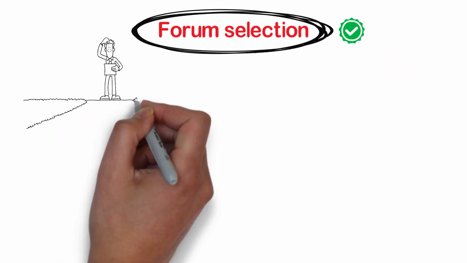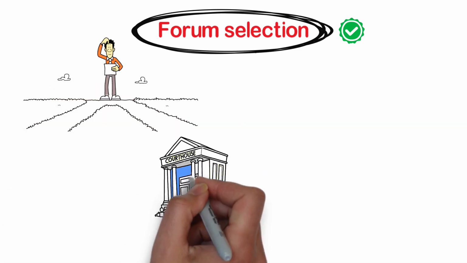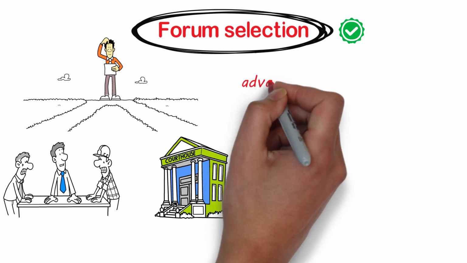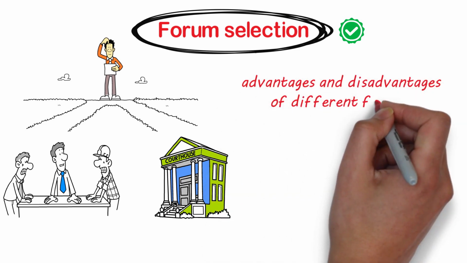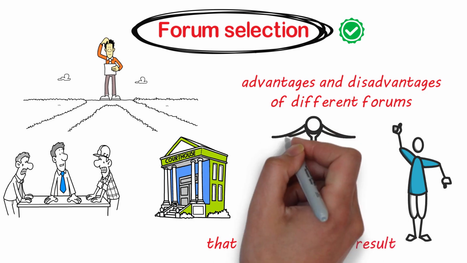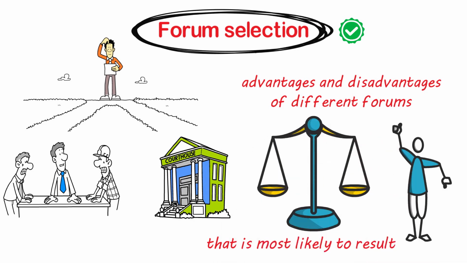The forum selection clause is another crucial clause in a dispute resolution clause. It specifies where any disputes will be heard, such as a specific court or arbitration tribunal. Parties should carefully consider the advantages and disadvantages of different forums and choose a forum that is most likely to result in a fair and efficient resolution of any disputes.